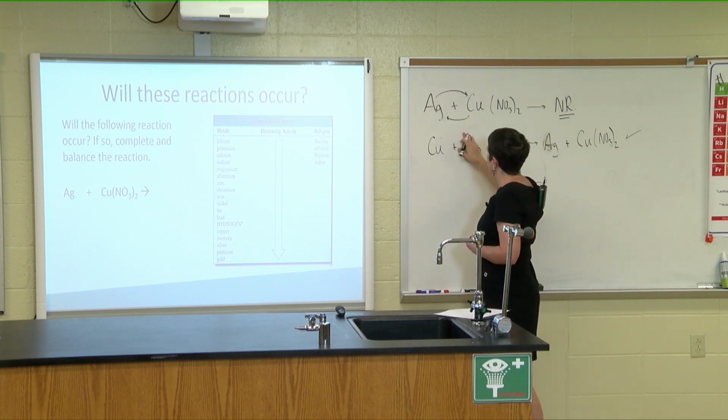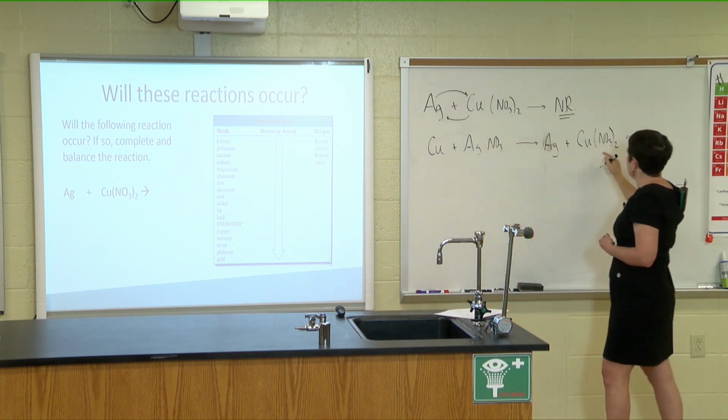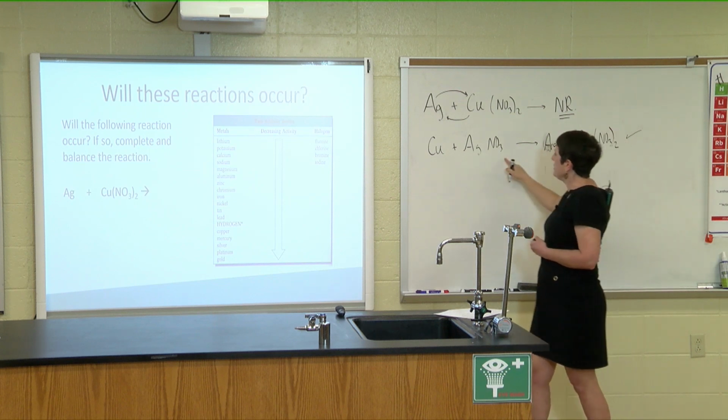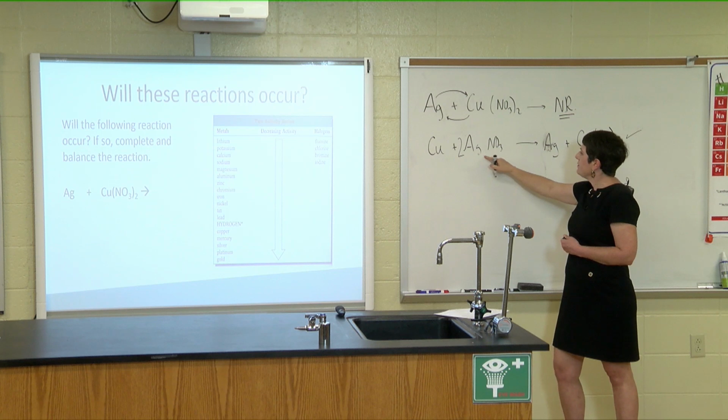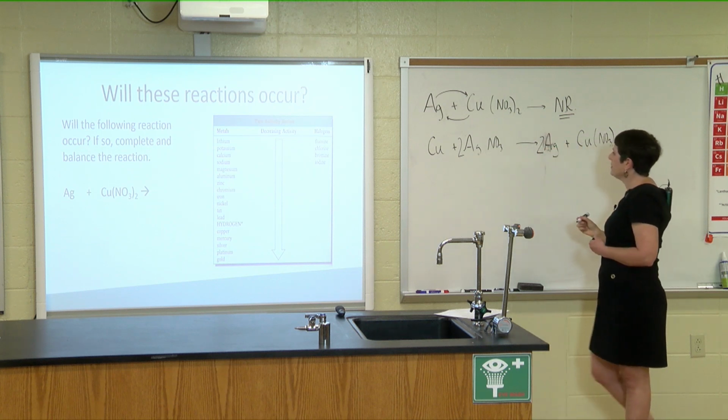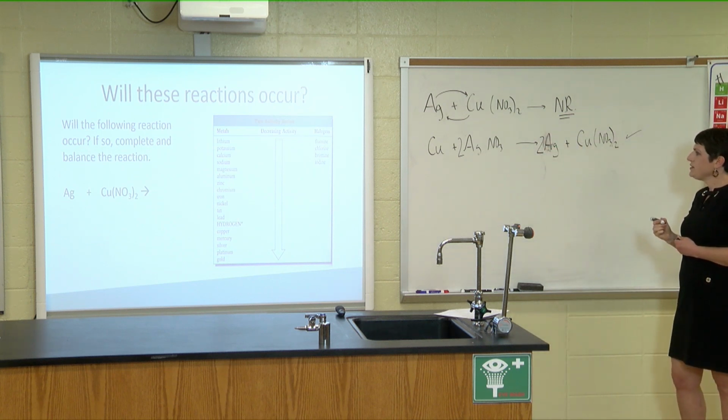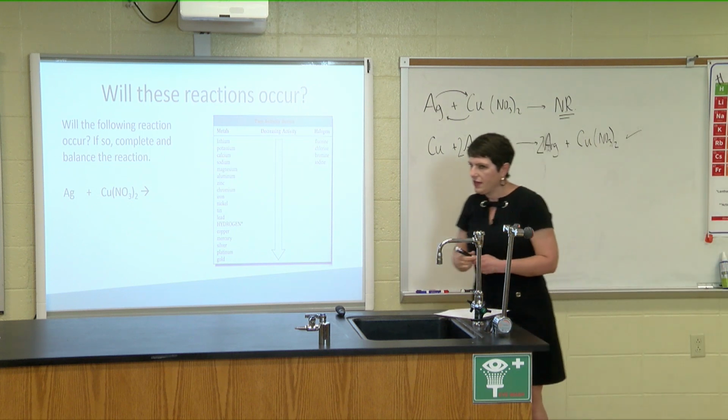Then to make sure we have the right amount of everything on each side, we have 2 nitrates here, we only have 1 here. So we're going to need a 2 in front of the silver nitrate. That 2 would carry on to the silver as well, so we need a 2 in front of the silver solid. All right? So that's what that's going to look like. So let's look at another.